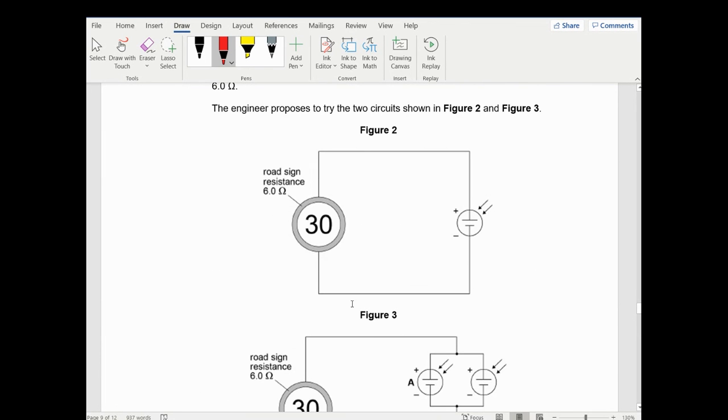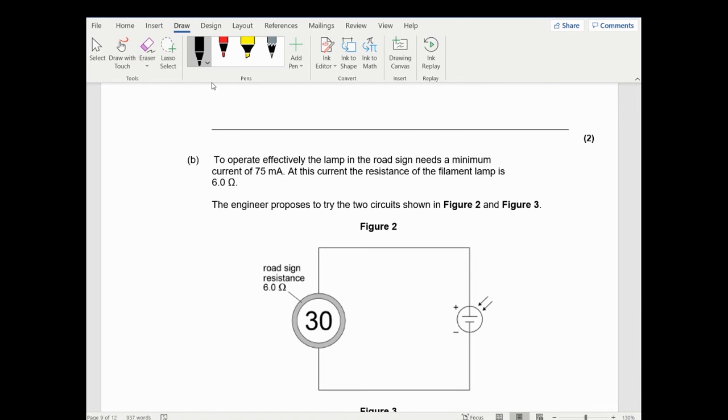So what it needs is this road sign here is 6 ohms, and it requires a current of 75 milliamps to work. So you can work out how much voltage it needs. The voltage that it requires is going to be 6 times 75 times 10 to the minus 3, which is going to need 0.45 volts. So that's what it's going to need in each case.